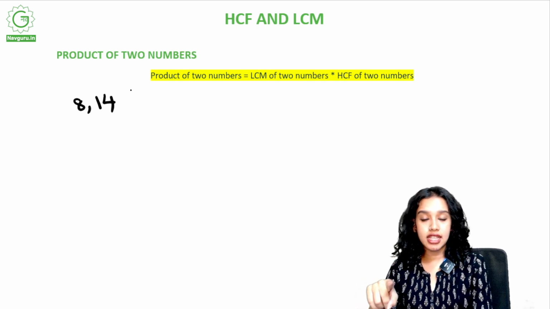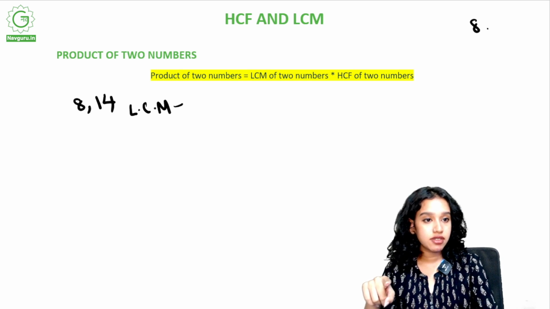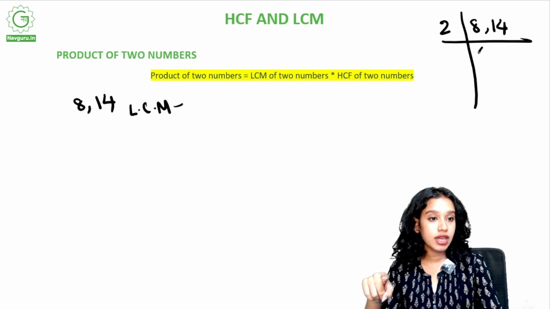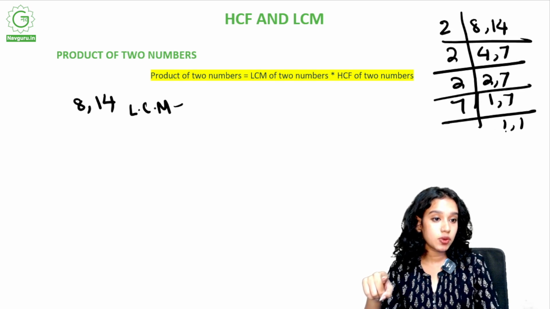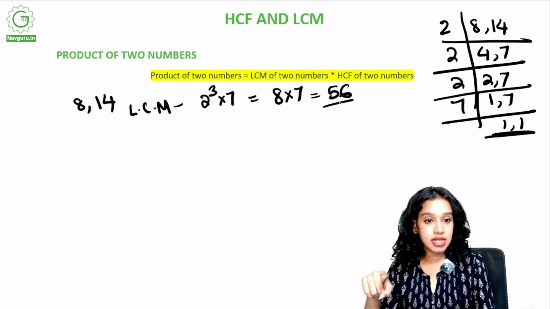So what is the LCM of 8 and 14? To find LCM, I'm taking the division method, putting 8 and 14 here. So by 2 we have 4 and 7. Again by 2 we have 2 and 7. Again dividing by 2 we have 1 and 7. And dividing by 7 we get 1 and 1. So this is 2 cube into 7, which is 8 into 7, which gives us 56.